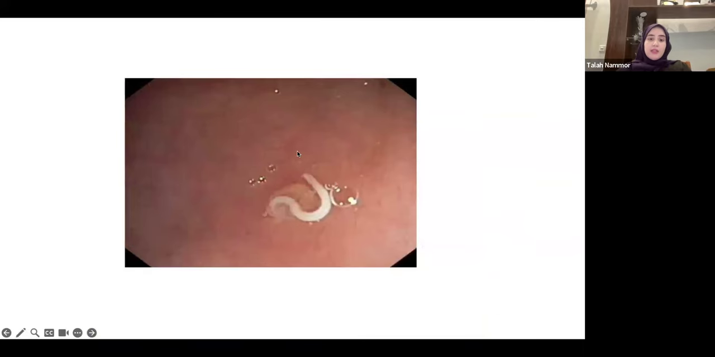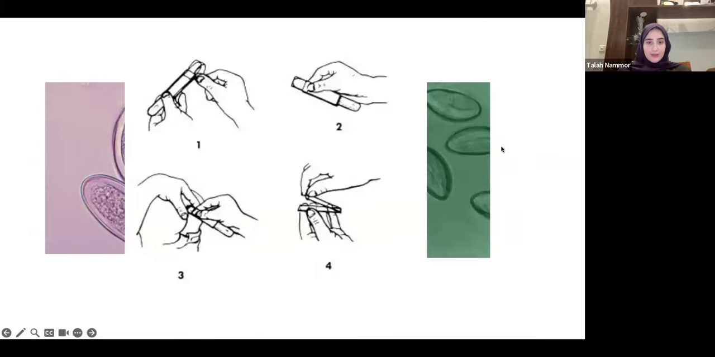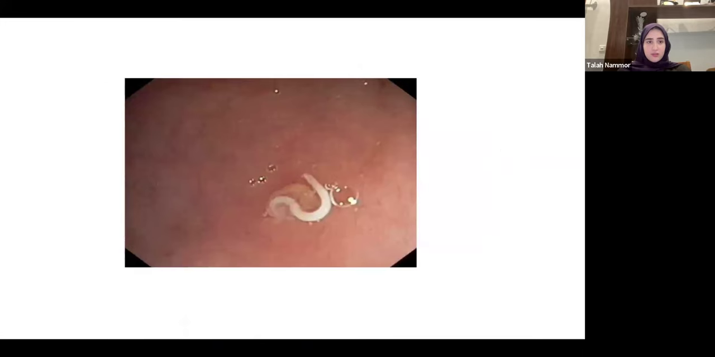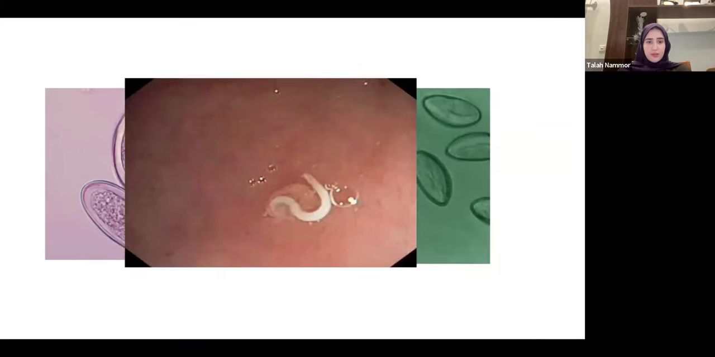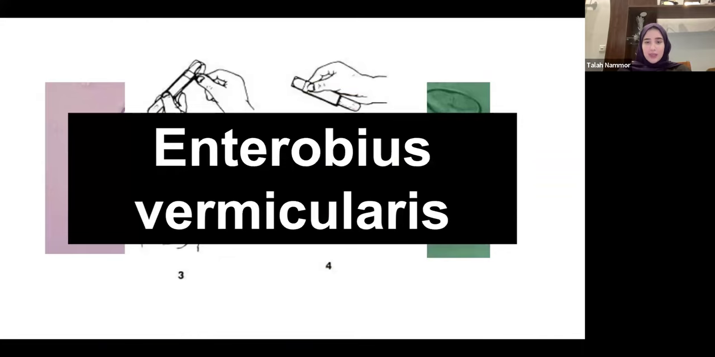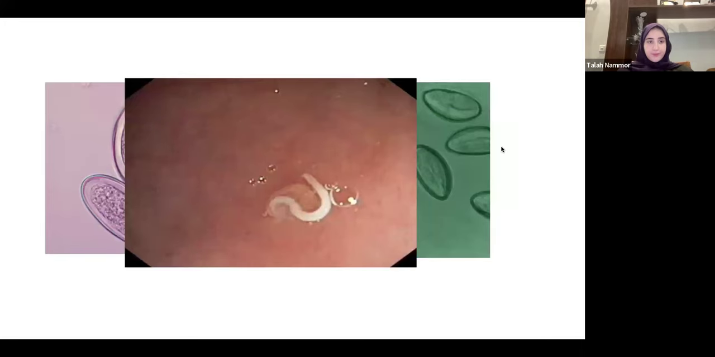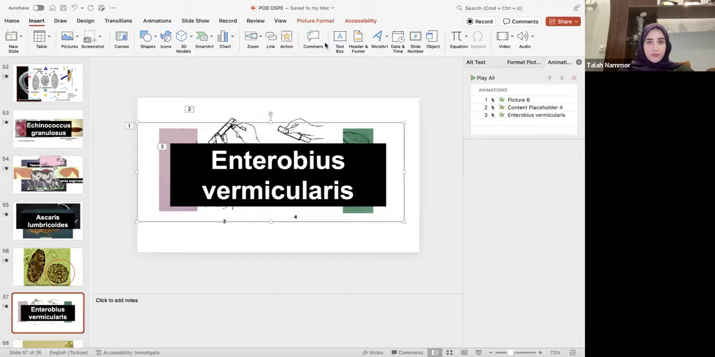Okay. Now let's look at this one. Why is the picture like this? Wait. No, it's not. Or maybe it is. No, it's not. Exactly, Enterobius vermicularis. But wait, I'm upset, why is the picture not placed properly here? Fix that.